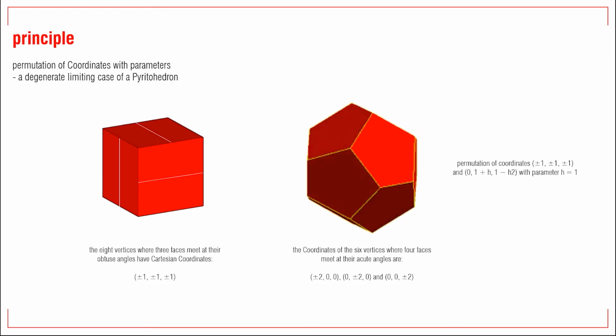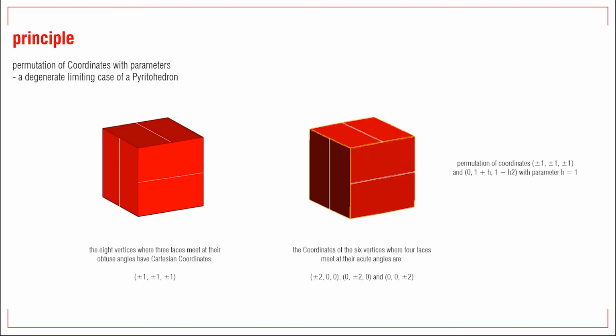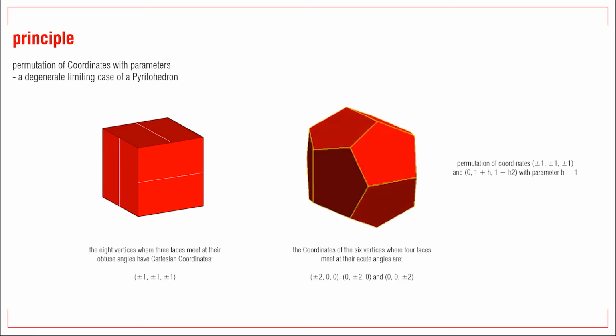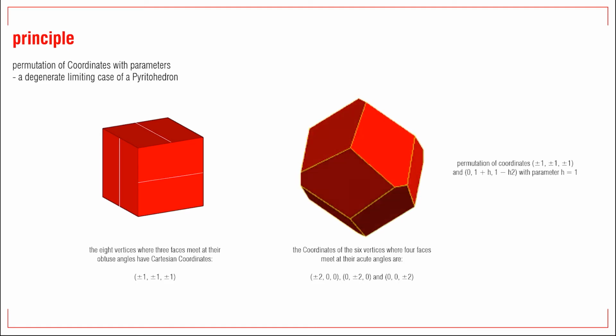Another transformation of the rhombic dodecahedron from a regular cube could be visualized through this simulation. All the 8 vertices where the 3 faces meet at the obtuse angle have these Cartesian coordinates, as on the slides, and the coordinates of the 6 vertices where the 4 faces meet at their acute angles are transformed into a rhombic dodecahedron with the permutation and coordinates with parameters explained here on the slide.